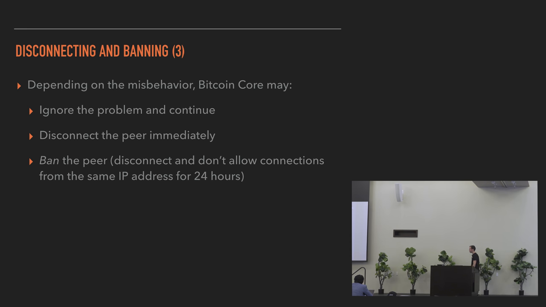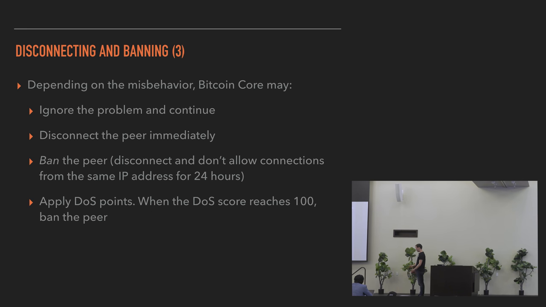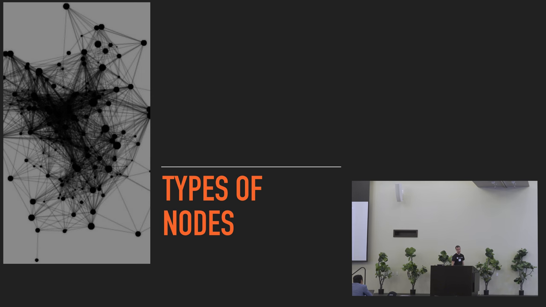We could ban the peer, that's slightly stronger. That's where we disconnect them and make sure they don't reconnect within 24 hours. Or we can apply DOS points. And we might apply 10 DOS points if they do something bad. And when their DOS score reaches 100, we ban them. This stuff is always changing within Bitcoin Core. It's not optimal right now. We can do better. But these are the kind of options we have. Any questions about that?